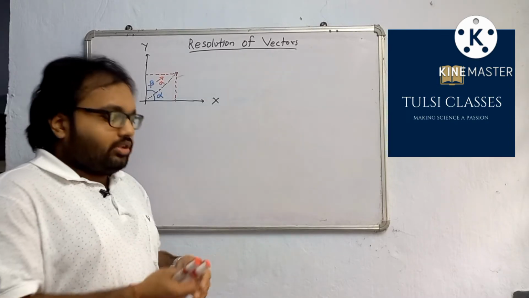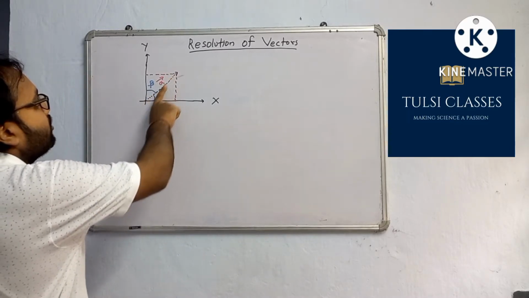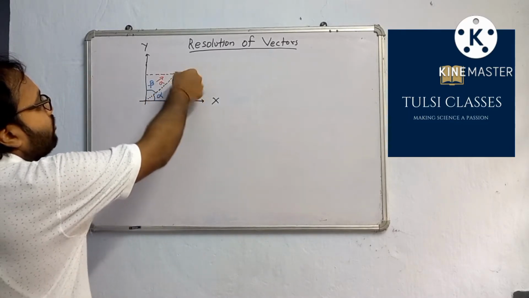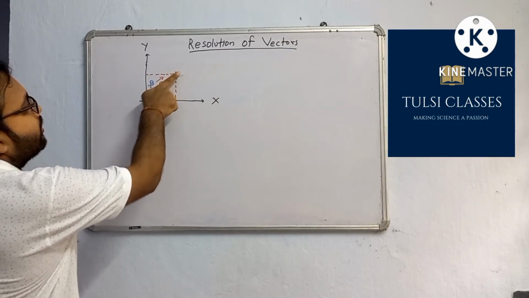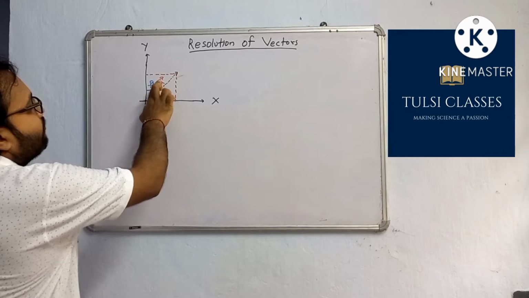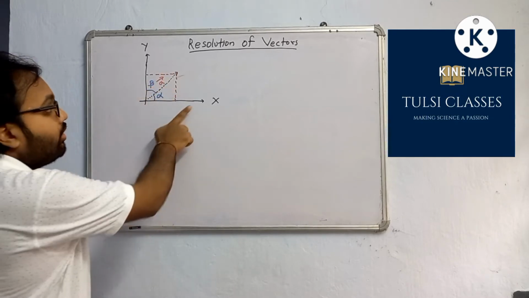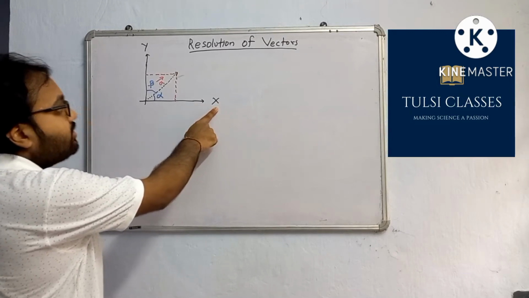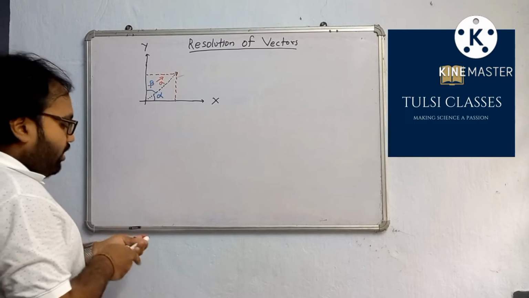Now, resolution of vectors. Suppose there is a vector A. See here, from the dotted line I am showing, the arrowhead is in this direction. This is small a, vector A. It is making angles alpha and beta. The angle alpha is made with the x-axis, and with the y-axis the vector A makes the angle beta.